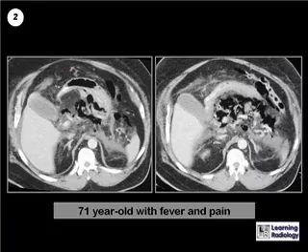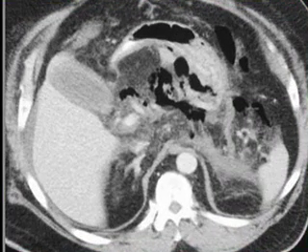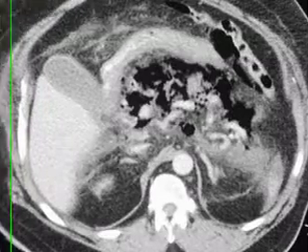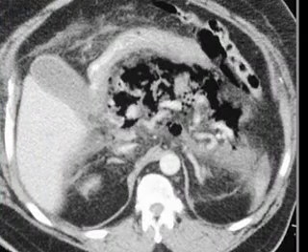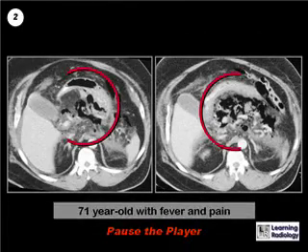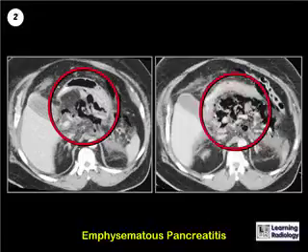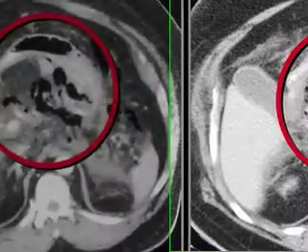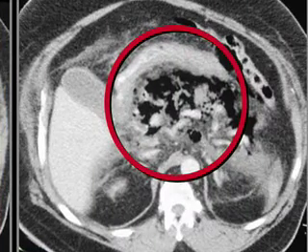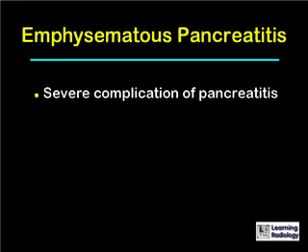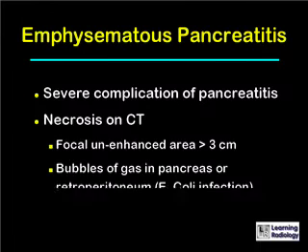This is the second case. It's a 71-year-old with fever and pain. Two CT scans of the upper abdomen with contrast. Pause your computer or MP3 player. This is an example of emphysematous pancreatitis. You'll notice that there is gas in the bed of the pancreas and in the pancreas itself in both of these images. Emphysematous pancreatitis is a severe complication of pancreatitis.